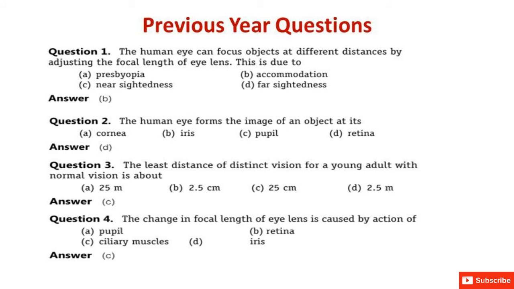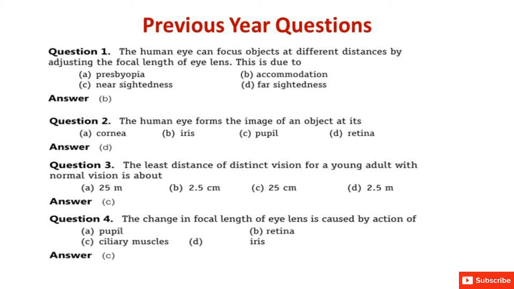Next we will discuss the previous year questions which have been asked in the examination. As you can see that many questions have come from this topic. So this topic is very important from exam point of view. First question is, the human eye can focus objects at different distances by adjusting the focal length of eye lens. This is due to. So the answer is accommodation.